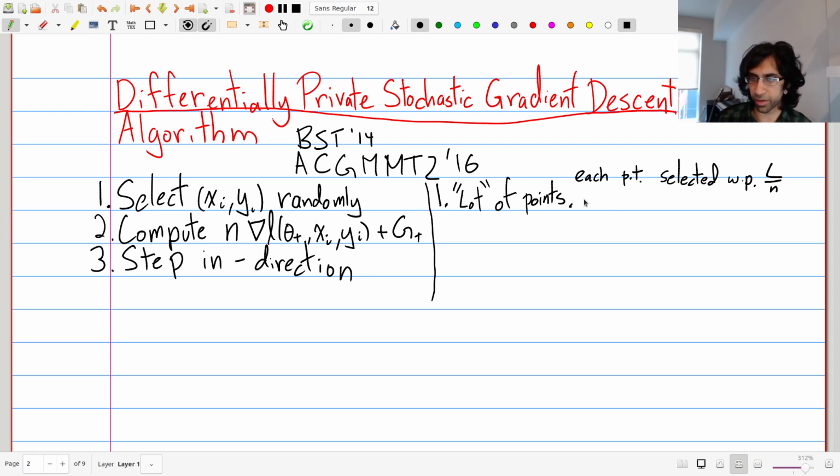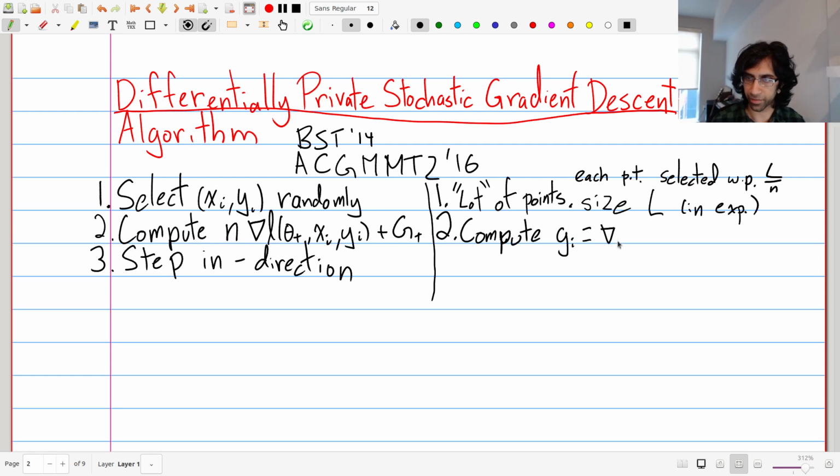So in particular, this will give us a lot with an expected size L in expectation, where like I said, L is the parameter which we're going to choose. So we still draw several points. The next thing we do is that for each point in the lot, we compute the gradient. So let's just for now call this g sub i equals the gradient of the loss function at theta_t, x_i, y_i for all i in the lot.